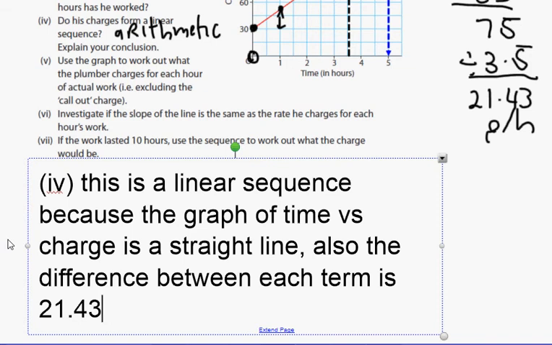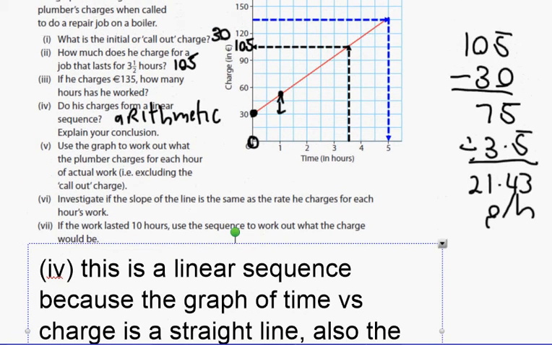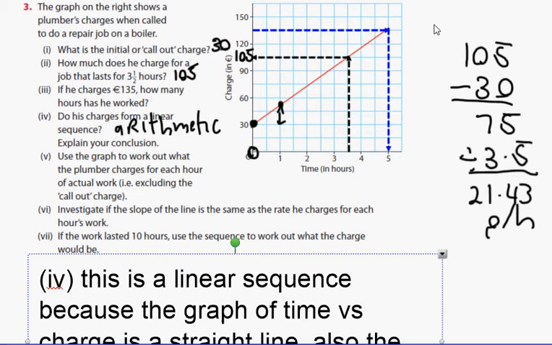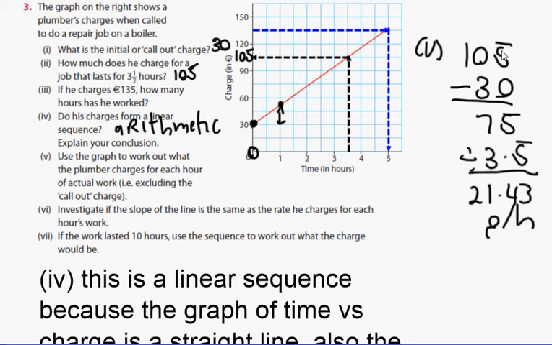Okay? So, number five, use the graph to work out what the plumber charges for each hour of actual work. We actually did that already, didn't we? We used the answer of part two. We said it costs €105 for 3.5 hours, including the call-out charge. Take away the call-out charge, you have €75. €75 divided by 3.5 says that it's €21.43 per hour.